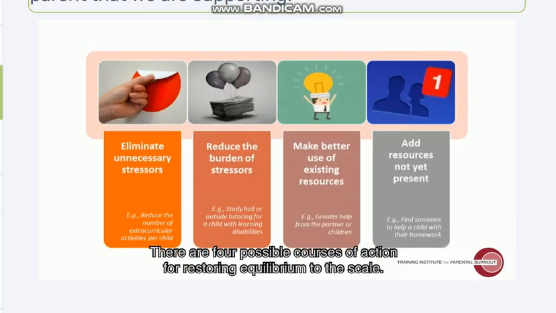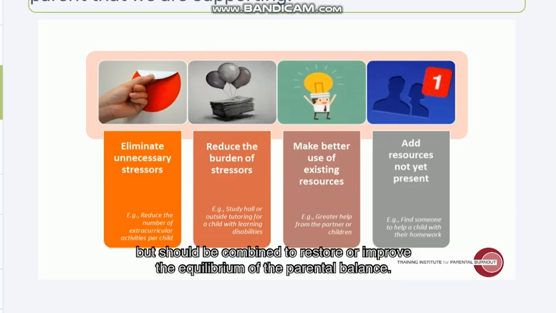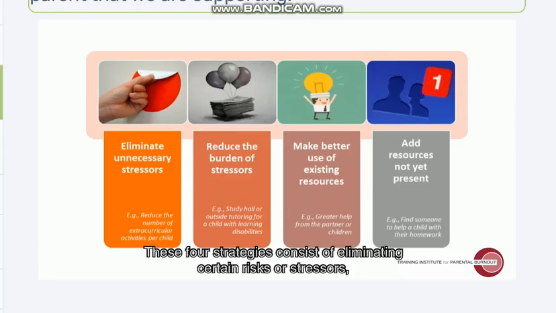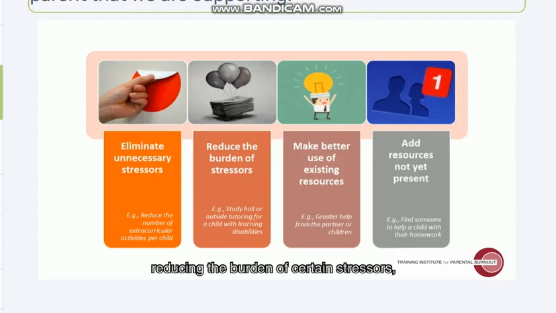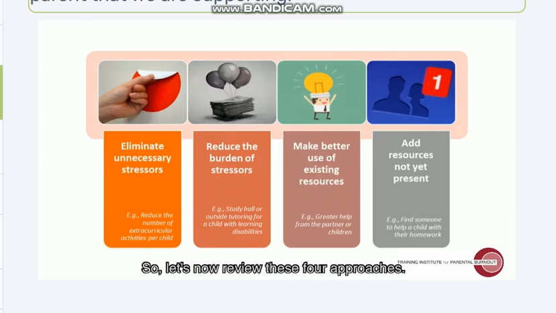There are 4 possible courses of action for restoring equilibrium to the scale. These 4 strategies are not mutually exclusive, but should be combined to restore or improve the equilibrium of the parental balance. These 4 strategies consist of eliminating certain risks or stressors, reducing the burden of certain stressors, making better use of resources that are already present, and adding new resources. So let's now review these 4 approaches. We'll start with the first strategy, eliminating risks and stressors.